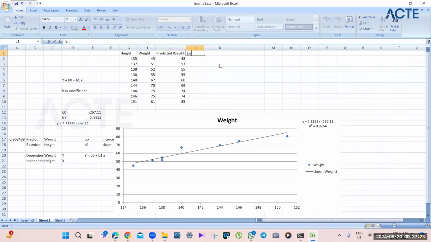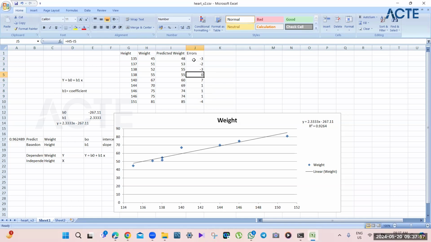Now we will see errors. Error is equal to actual minus predicted, minus 3. So this is the error I'm getting. For a few values, we are predicting more. For a few values, we are predicting less. And for a few values, it's pretty much the same result.